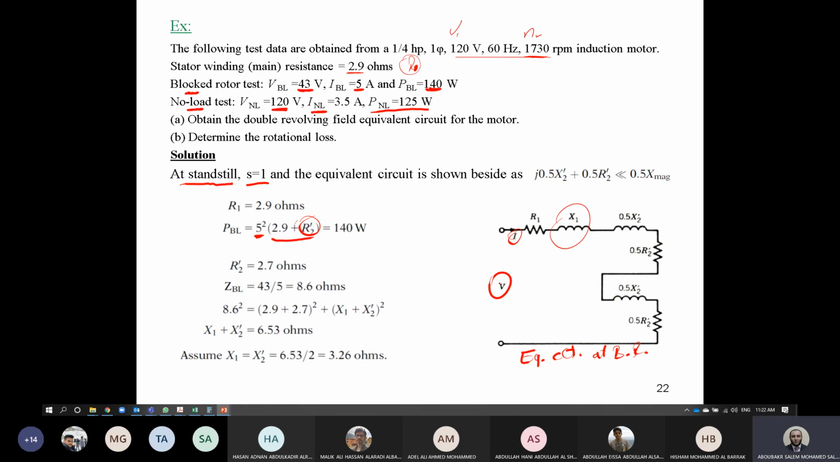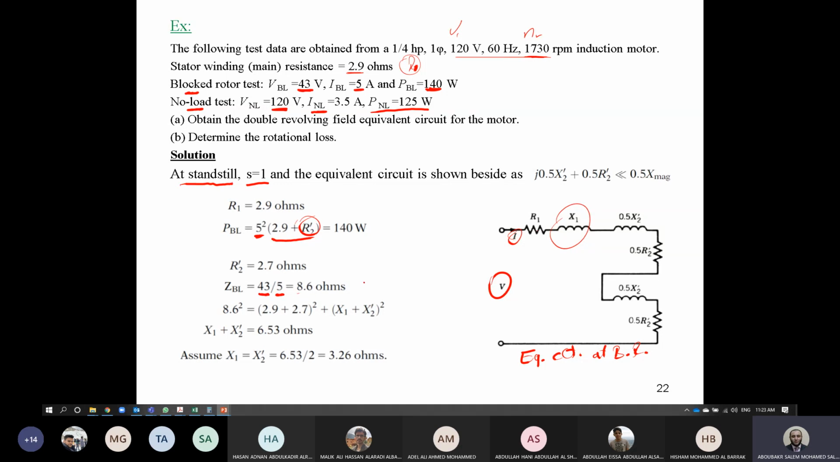Now, we have V, I and P. We already obtained the real part, and we can obtain the imaginary part if we obtain the absolute value of the complex number. Simply, if you divide V over I, it will give you the impedance value, which is the absolute value of the vector. So we can say now Z blocked rotor equals 43 volts over 5 amperes, which is 8.66 ohms.